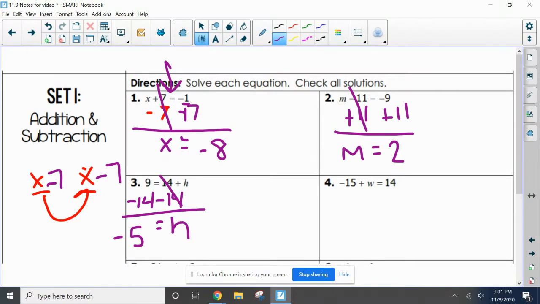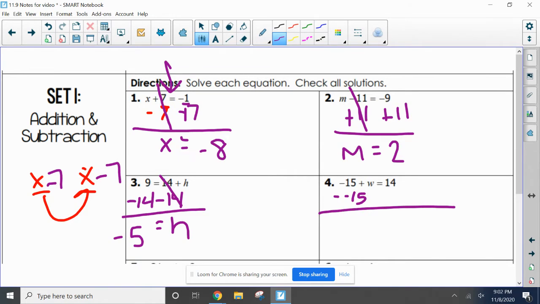All right, and then we're going to do the same thing on this fourth one. I have negative 15 plus w equals 14. So we have addition. Our inverse of addition is subtraction. So I'm going to subtract negative 15.